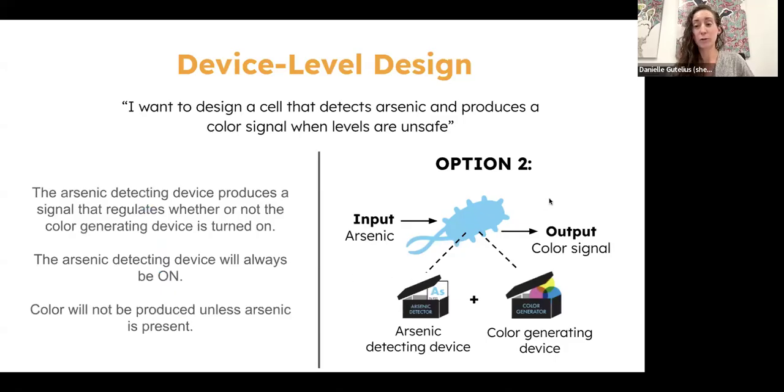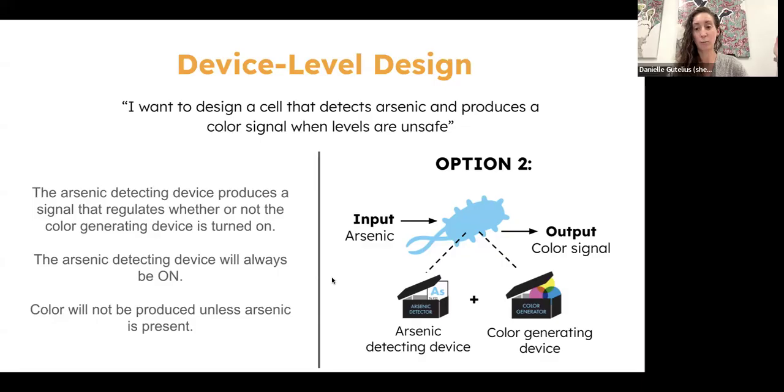Option two, you could have two separate devices that give you the same outcome. All right. So here we have an arsenic detecting device. That device's job is twofold. It's going to produce some sort of signal that regulates whether or not the color generating device is turned on. Okay, so this arsenic detecting device is always going to be on, and it's going to be controlling the color generating device. So color will not be produced unless the arsenic input is detected by this arsenic detecting device.